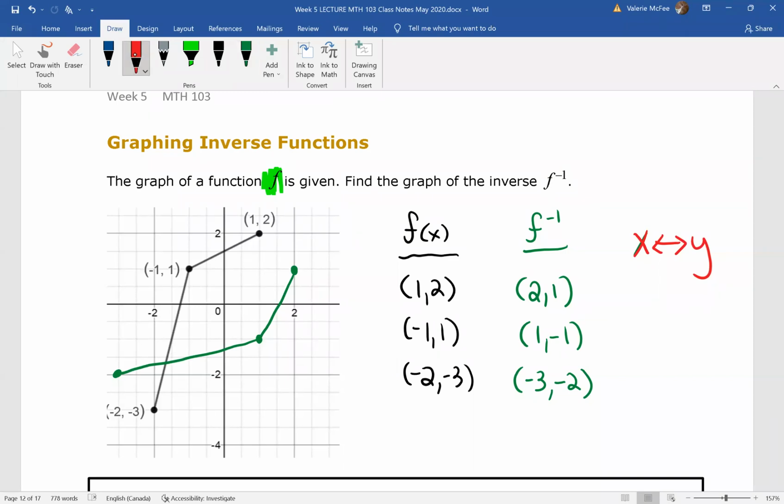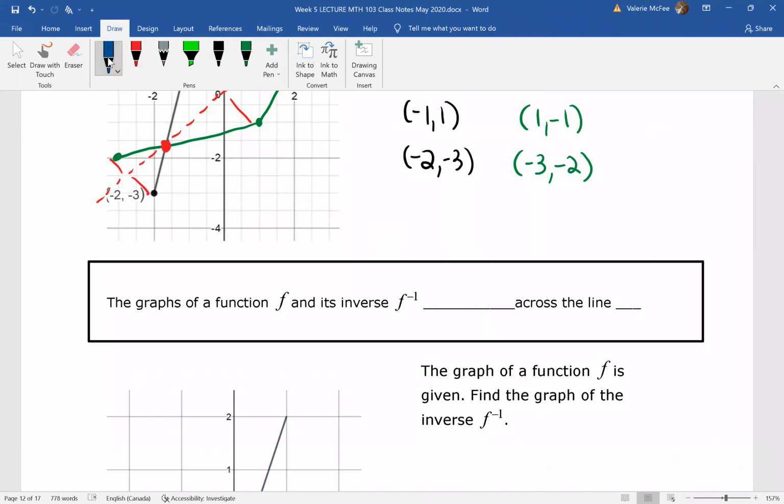What's important to note is that these functions, the function and its inverse, always reflect across the line y equals x. They intersect on y equals x, and every point is an equal distance away from y equals x. So we even have it in a box here. The graphs of a function f and its inverse reflect across the line y equals x.